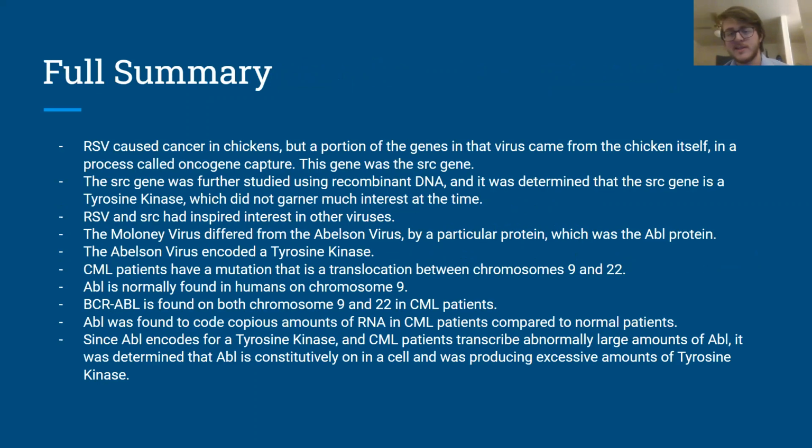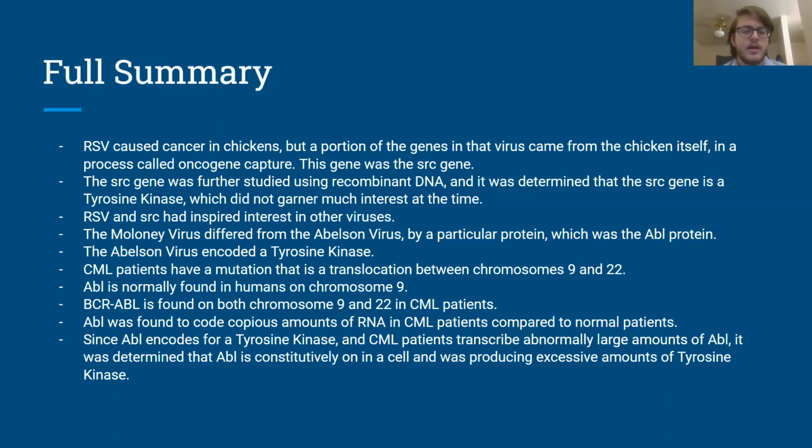So here's a full summary. This is the complete breakdown of all the research that was done. This is steps 1 through 3. They find Rous sarcoma virus. It's causing cancer in chickens. There's a particular gene, and it's called the SRC gene. And they know that the SRC gene actually came from the chicken itself, just like ABL was in the humans itself. And then they study the SRC gene using recombinant DNA, and they find that it is a tyrosine kinase.